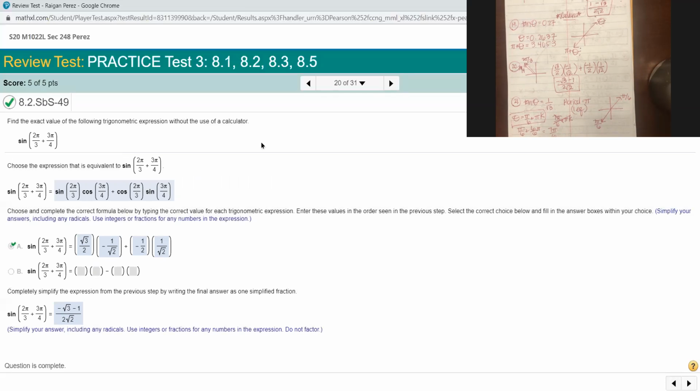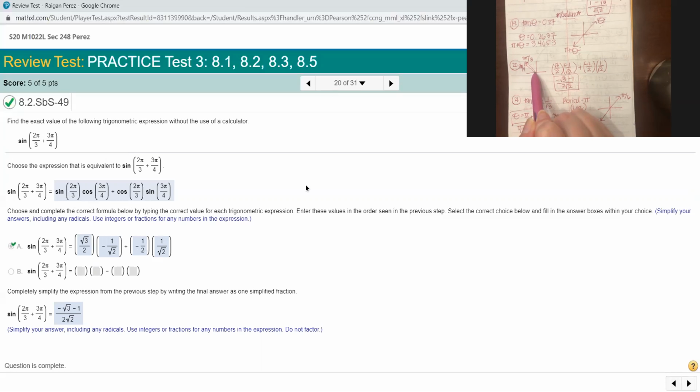Okay, if you look at the problem, it says 2 pi over 3 plus 3 pi over 4. The first thing I had to do was select the correct formula. You'll have a formula sheet. Then I had to plug in what those values are. So first I started with 2 pi over 3. It's in quadrant 2 right here.